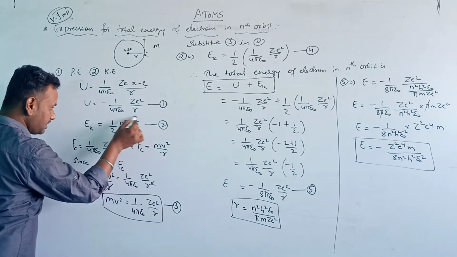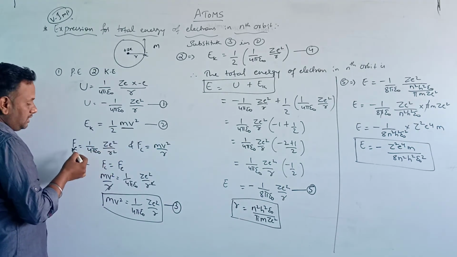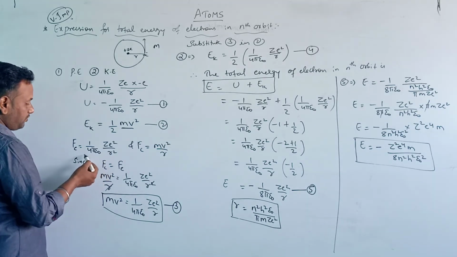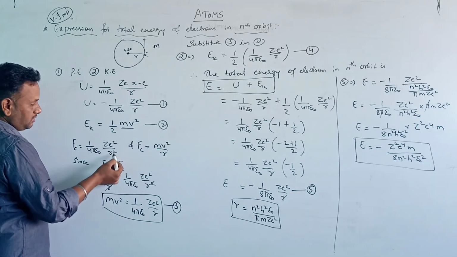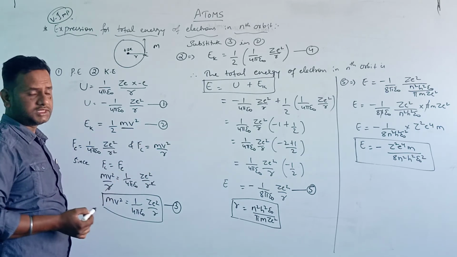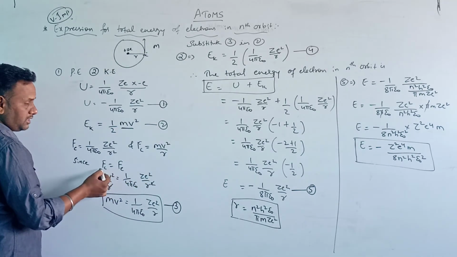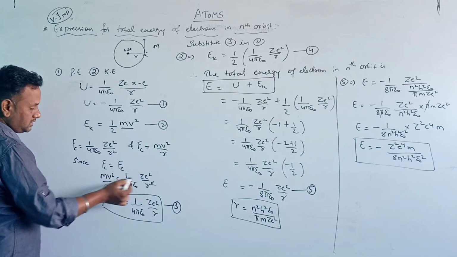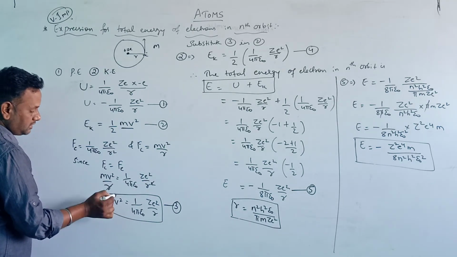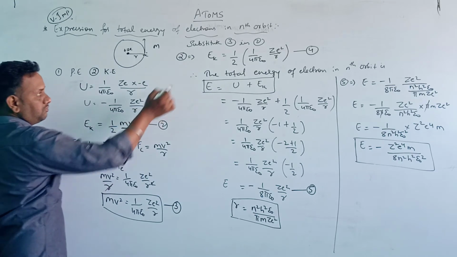So to get this mv square value, we know that the electrostatic force between the electron and the nucleus is given by 1 by 4 pi epsilon z squared divided by r square, and centripetal force is given by mv squared divided by r. Since both are equal, if I simplify, I will get mv square, and we are substituting this value of mv square in equation 2.